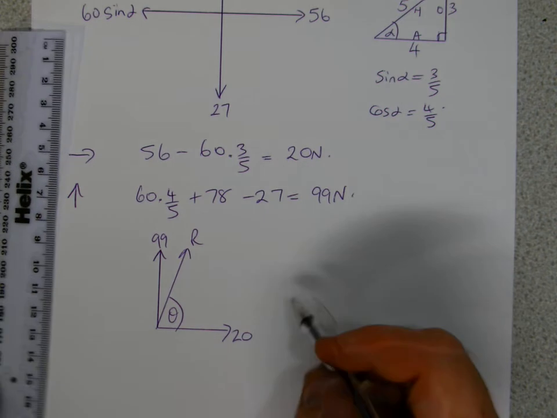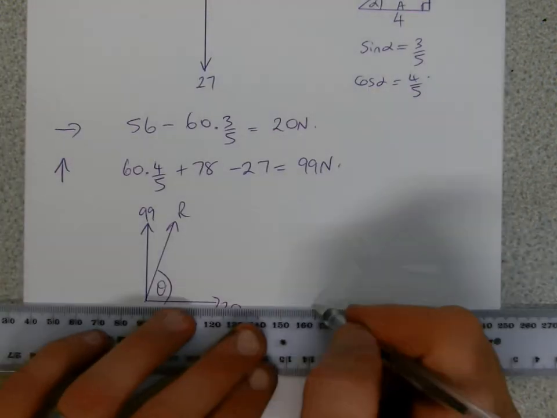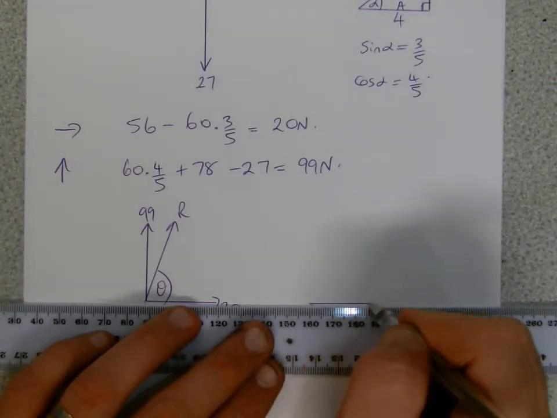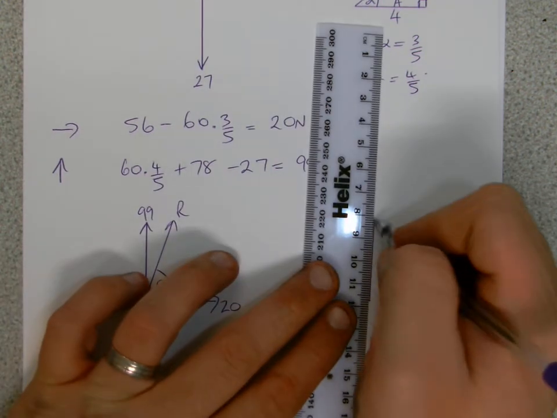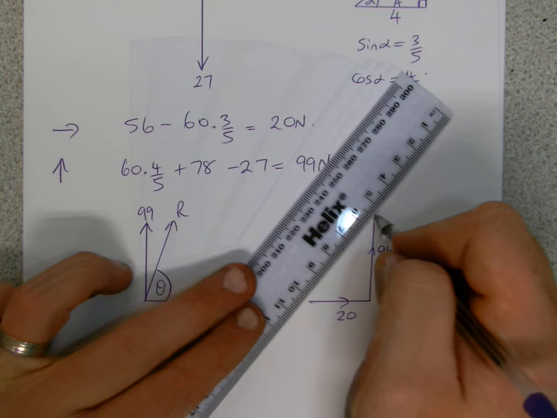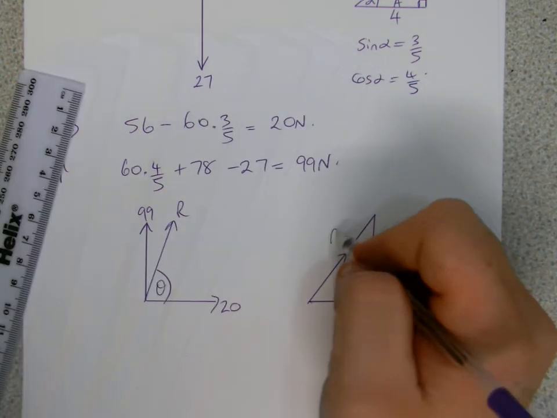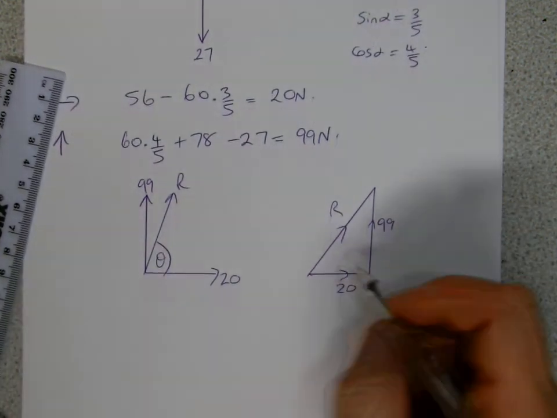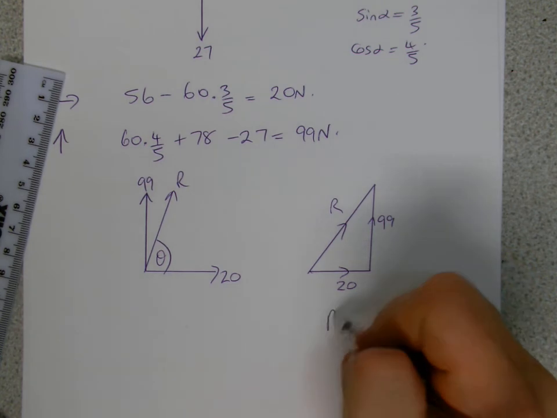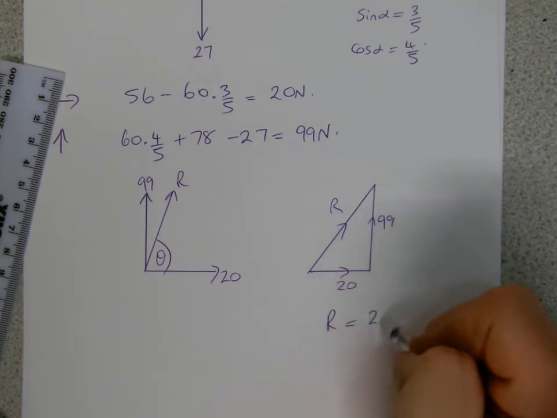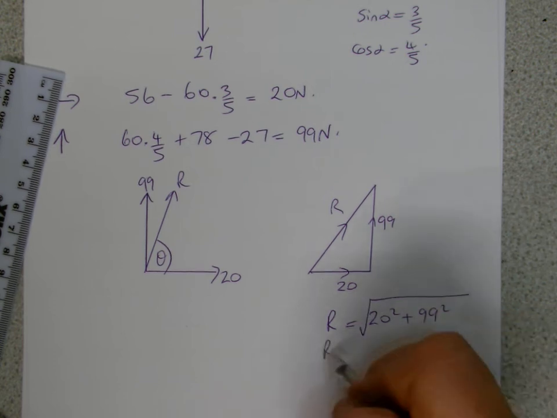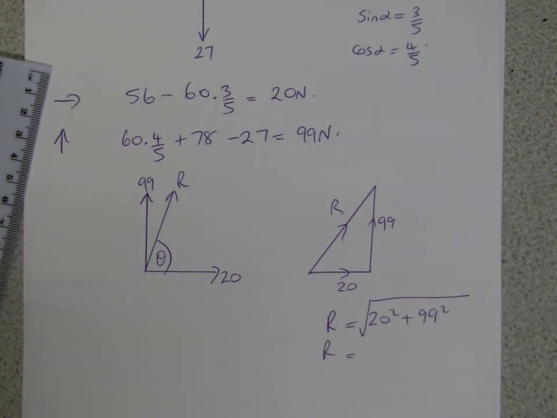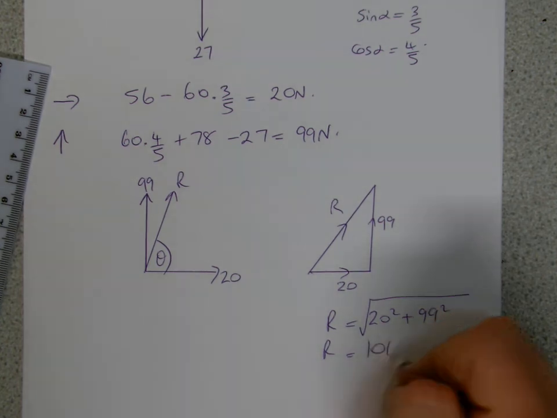Okay, and again, to get the resultant, if you want to just draw a triangle to appreciate that, the resultant force is saying that you're going 20 across and you're going up 99. Okay, that gives you the resultant force, and you can see why Pythagoras is being used. So R squared would equal 20 squared plus 99 squared, and of course you take the square root. And you get 101 exactly.